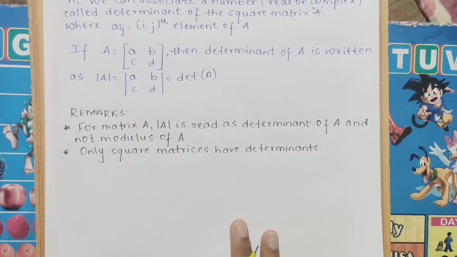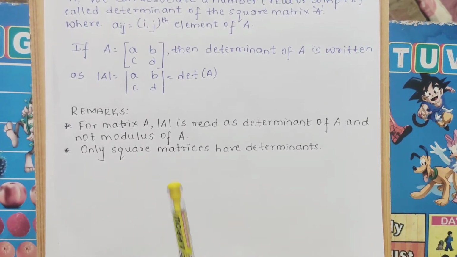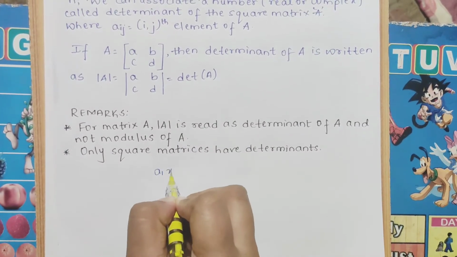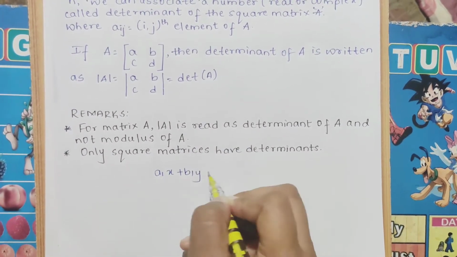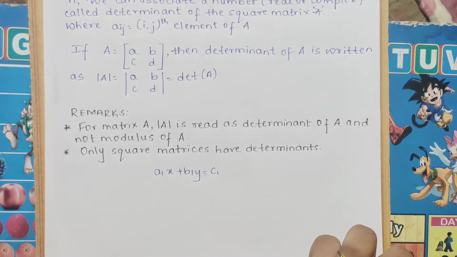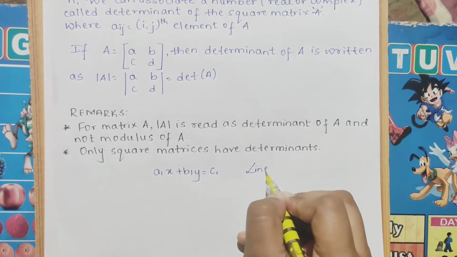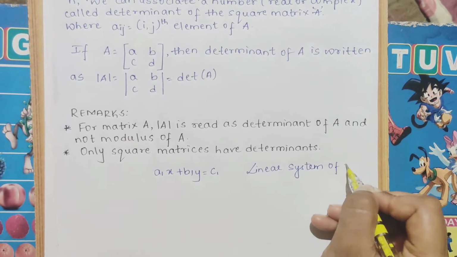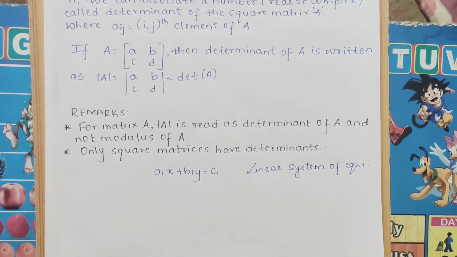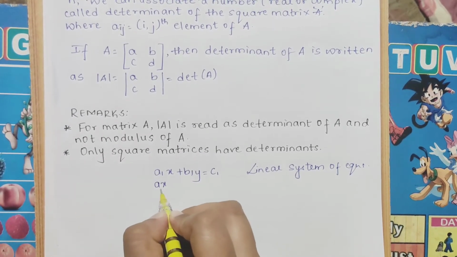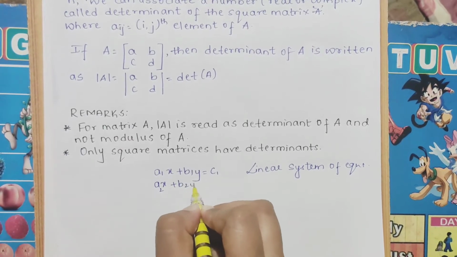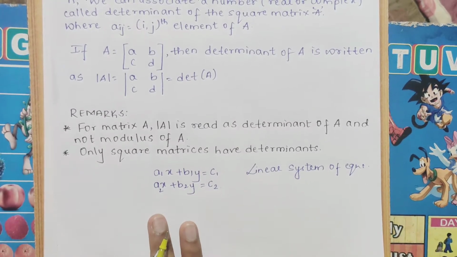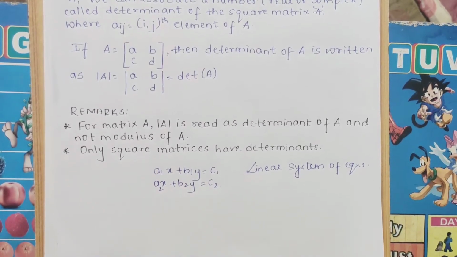Why it came into existence: to find the solution for our linear system of equations. A linear system of 2 variables is what? a1x plus b1y is equal to c1. You call this a linear system of equations. One more equation, a2x plus b2y is equal to c2. For such linear systems of equations, determinants were considered.